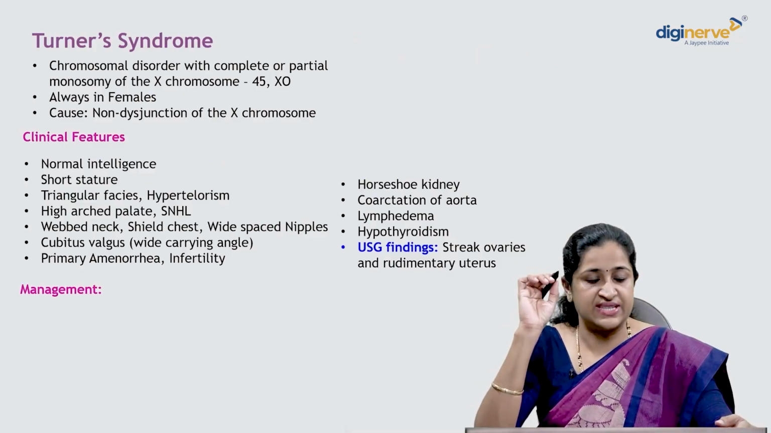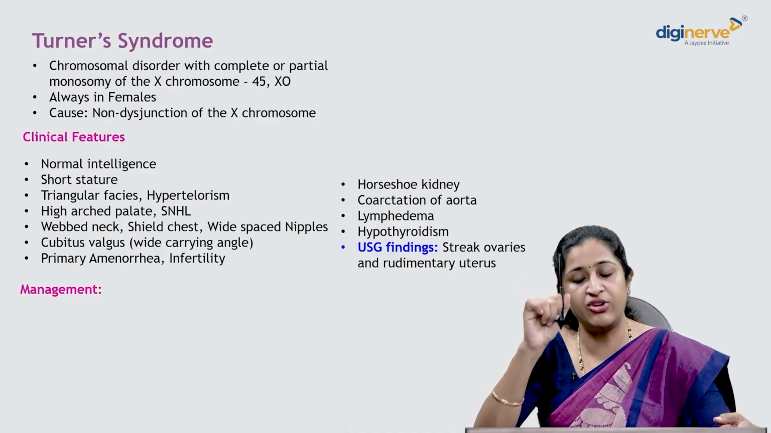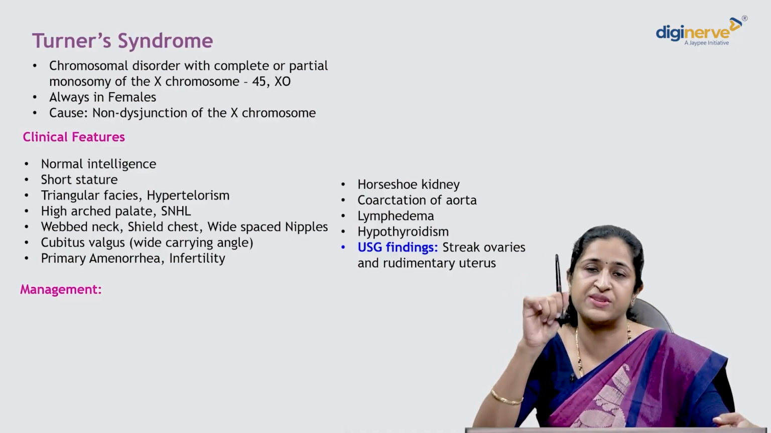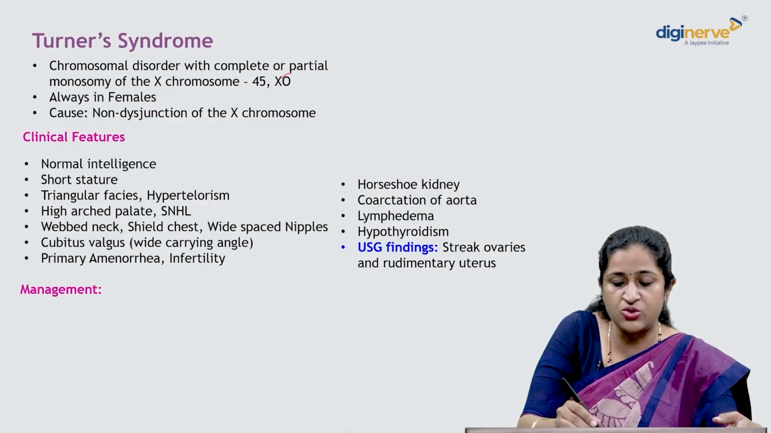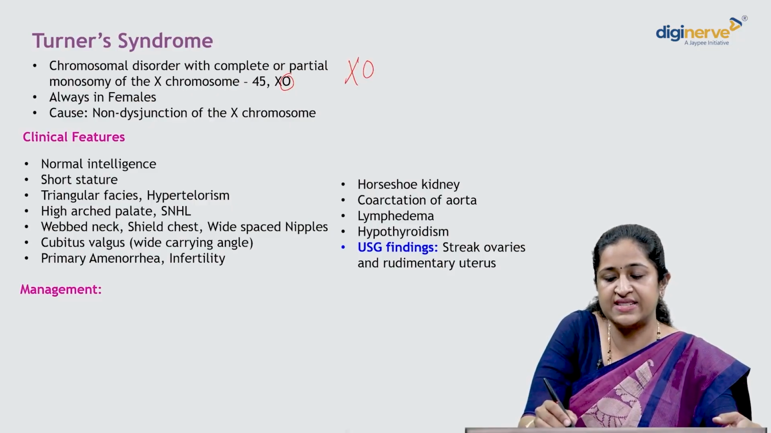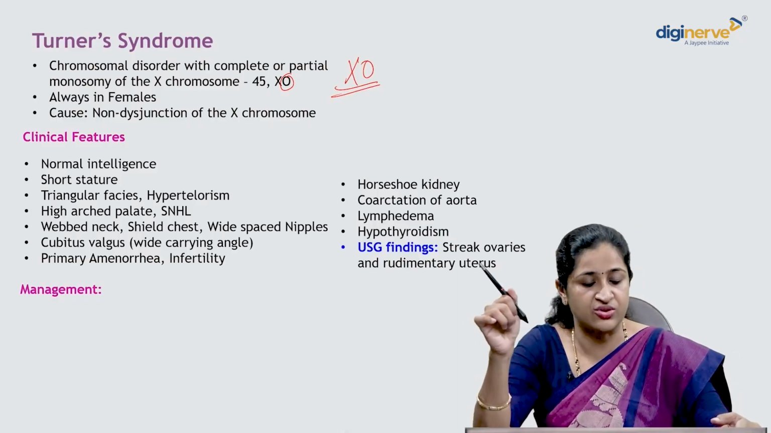Now coming to Turner syndrome. Turner syndrome is a chromosomal disorder where you have loss or partial expression of one X chromosome. So you have 45 chromosomes and there is no other X. It is just X and 0. So that's only one X inherited among the sex chromosomes.